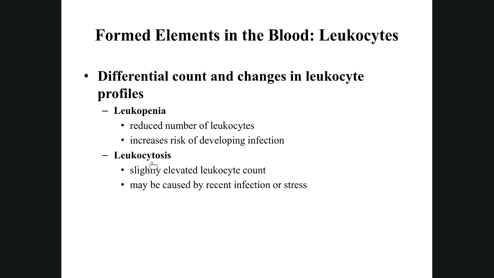If you've never heard this suffix, penia always means low, and cytosis many times means high. So leukopenia means low white blood cell count. Okay, now we may be more prone to infection. Leukocytosis means elevated white blood cell count, and this could be a bad thing. This could be due to infection or stress, but if it's too highly elevated, we could start autoimmune problems where we start to attack good tissue and destroy it, even though we shouldn't.